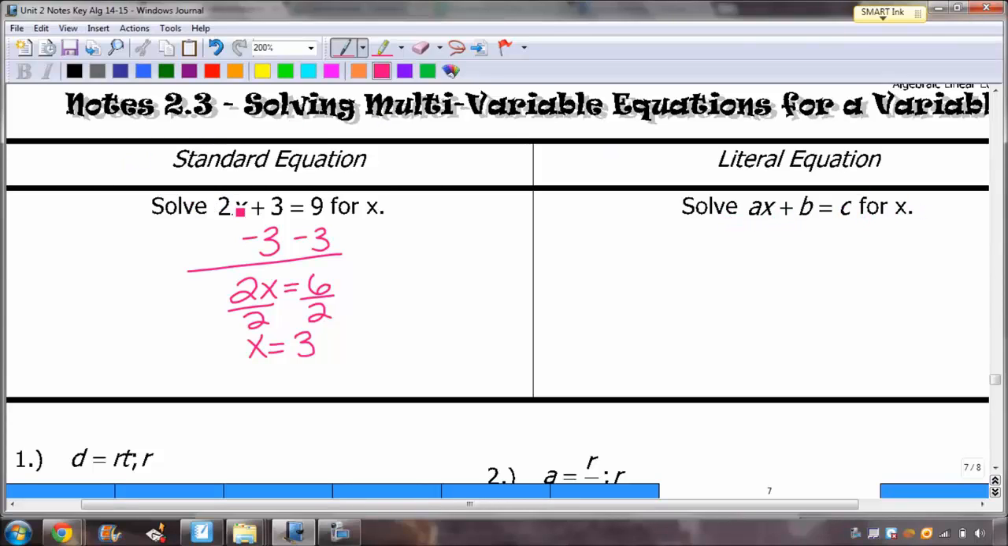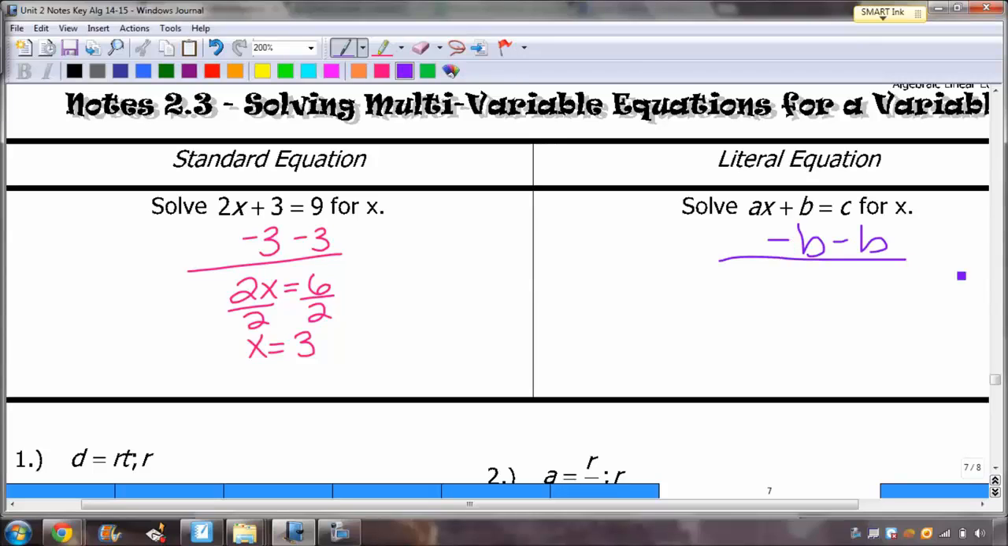Now the x is the variable that we tried to get by itself in the standard equation, and it's the same variable we're going to try to get by itself in the literal equation. So here, see how you have a 2? It's like the a. The b is like the 3, and the c is like the 9. Okay? So, right here, do you guys see how we got rid of the 3 by subtracting 3 from both sides? Here, we're going to do the same thing. We're going to get rid of the b. So to get rid of the b, I'm going to subtract b from both sides.